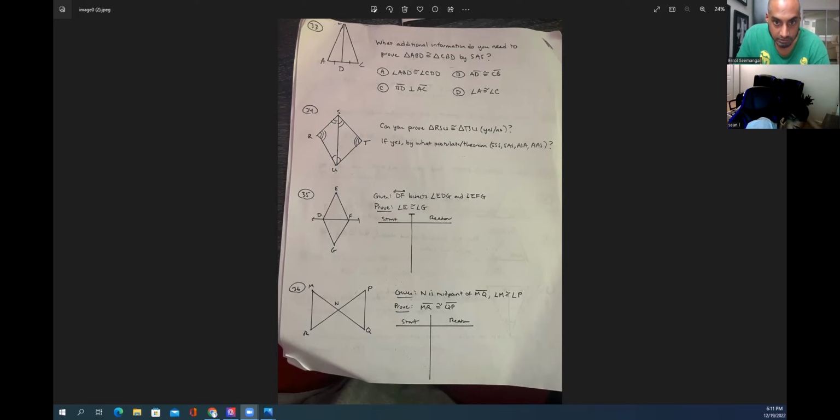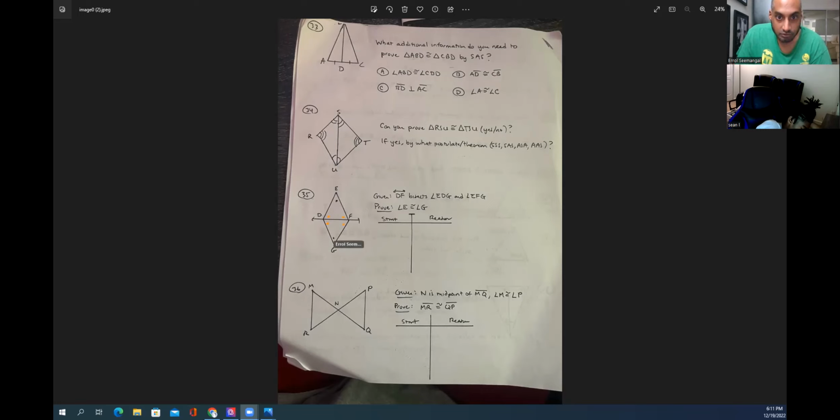35. Given DF bisects angle EDG and angle EFG. DF bisects EDG. So that means that this angle and this angle are the same if it bisects it, so this angle is equal to this angle by definition. Okay, so prove that this is congruent to this.